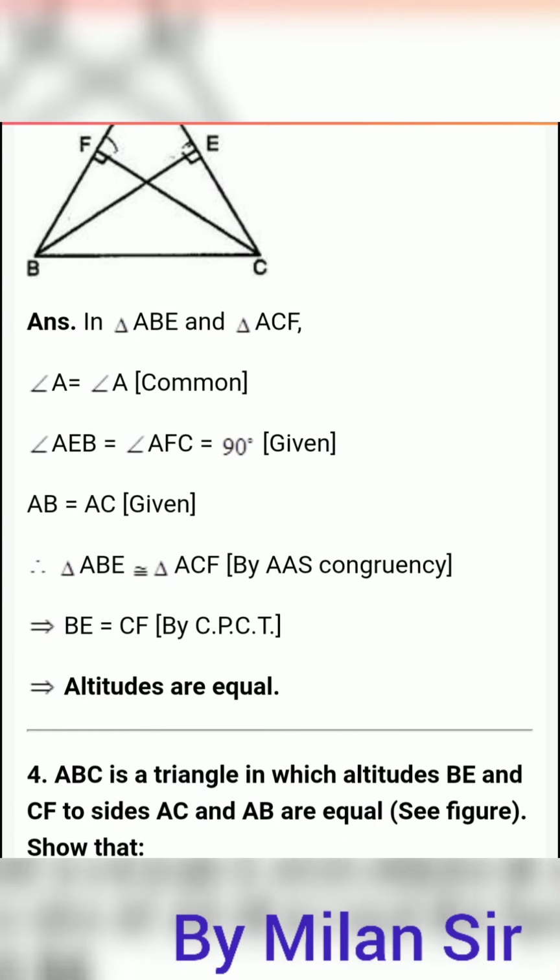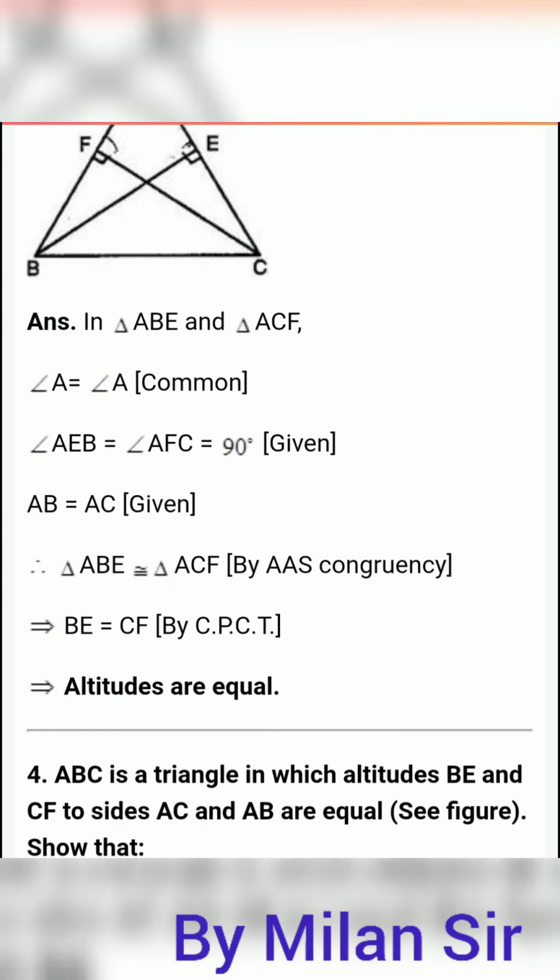So here triangle ABC is a triangle in which altitudes BE and CF are equal. It means that BE and CF are equal, it is given to you. Now we need to prove triangle ABE is congruent to triangle ACF.